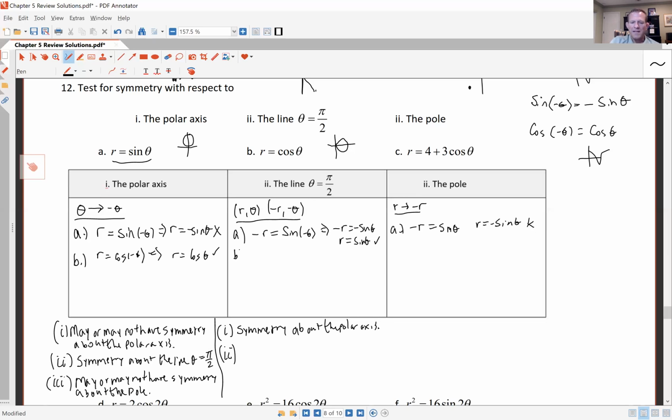About the line theta equals pi over 2, we replace r with negative r, theta with negative theta. Since the negative inside the cosine goes away, that says negative r is cosine theta. That says r equals negative cosine theta, and we've just changed the equation. So we say may or may not have symmetry about the line theta equals pi over 2.